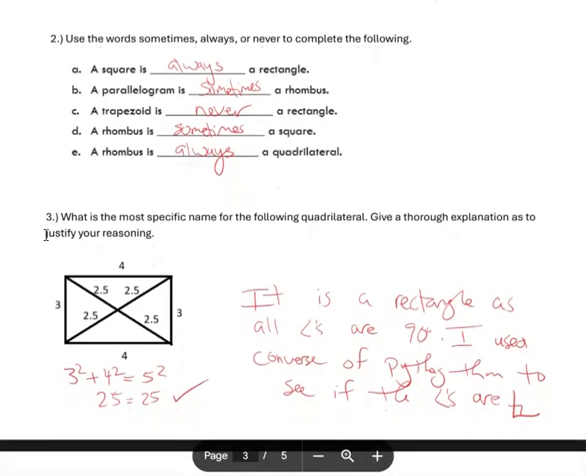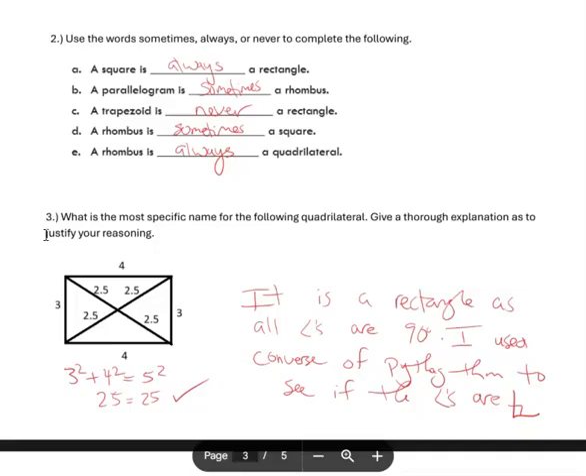Now, the next one says, use the word sometimes, always, or never to complete the following. A square is how often going to be a rectangle? A lot of people have trouble with these. A square is a thing with all right angles and all congruent sides. How often does something with all right angles and all congruent sides have right angles? Always. The next one says, a four-sided figure with both opposite sides being parallel. How often does it have all sides congruent? Well, it's possible, but it's not guaranteed, so that'd be sometimes.